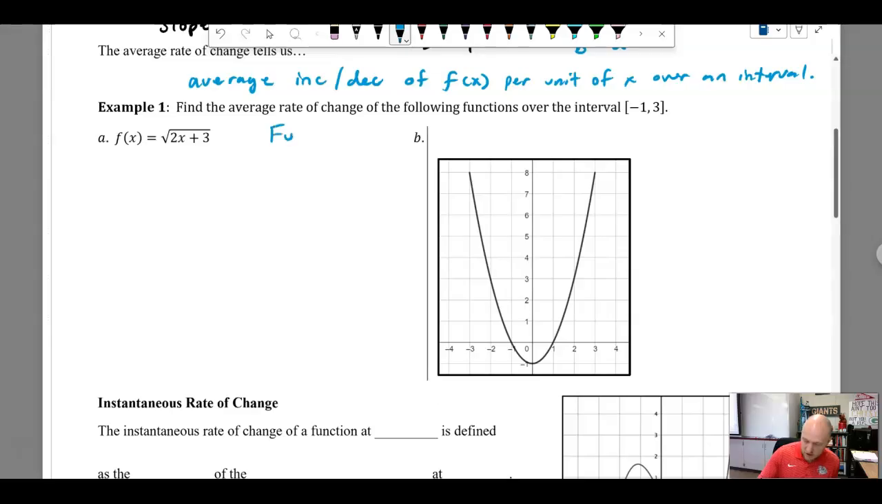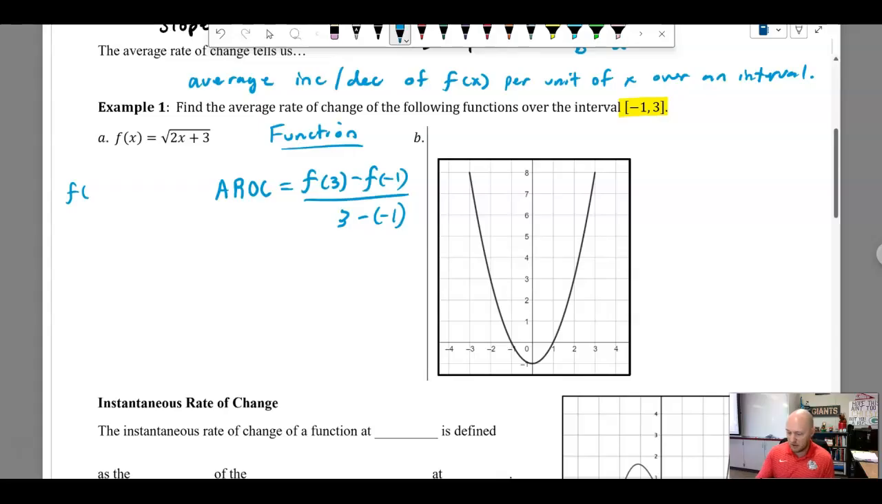So right here is a function given in analytical or algebraic form. The f of x equals the square root of 2x plus 3. They say here, what is the average rate of change over the interval -1 to 3? How do I calculate that average rate of change? Well, we need our y values, so I have to find the function values, right? Because my average rate of change is going to be f of 3 minus f of -1 over 3 minus -1. Watch out for when you're subtracting a negative. Make sure you always use parentheses there, so you end up knowing that it's addition.